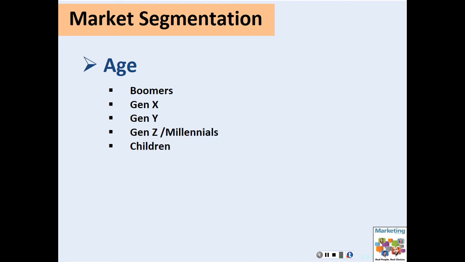Age, as you know, the various age groups are boomers, Generation X, Generation Y, Generation Z, or millennials. Children could be another segment. Seniors or elderly could be another segment. Now, if you take sex, then of course it's men and women. I don't have to talk more about it.